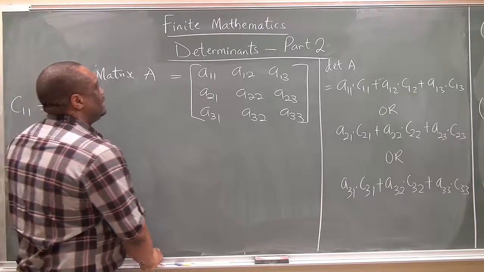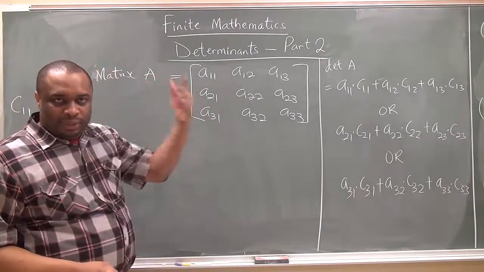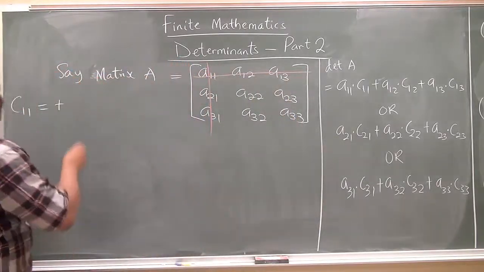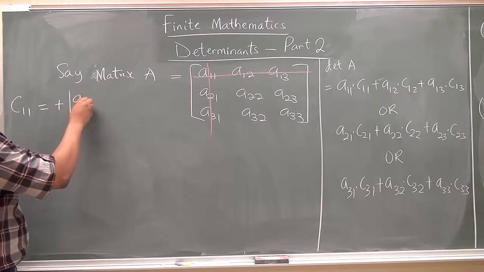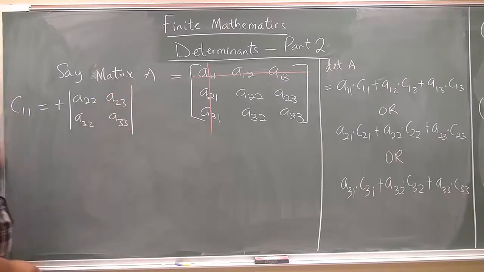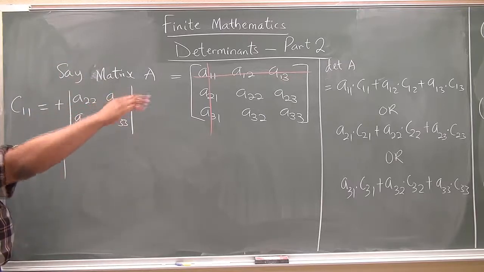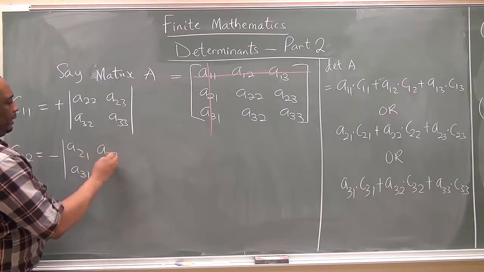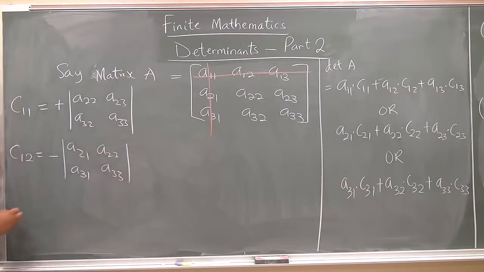We discussed all this in the previous video. If we delete this row and this column, we now have the determinant. So this is plus determinant of A22, A23, A32, A33. That is our C11. Our C12 will be 1 plus 2 is 3, so minus determinant of A21, A23, A31, A33.